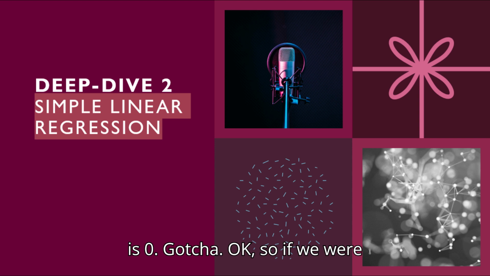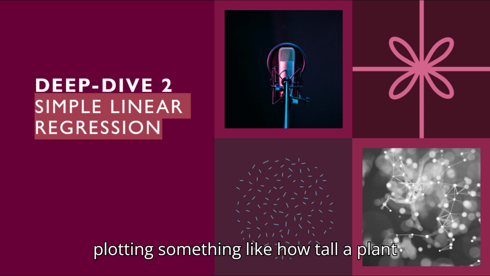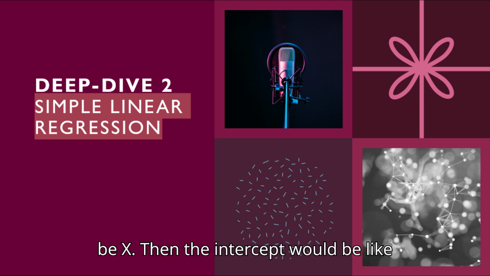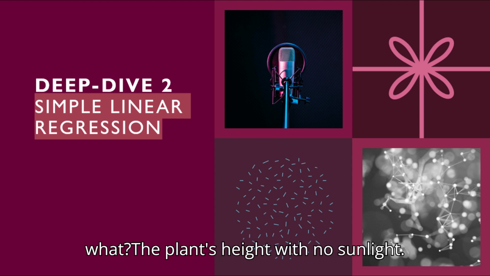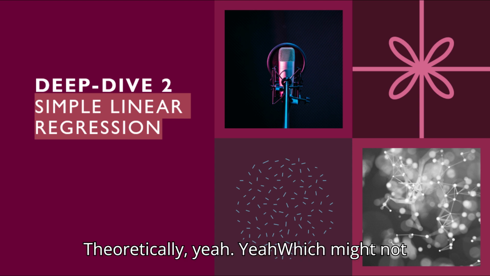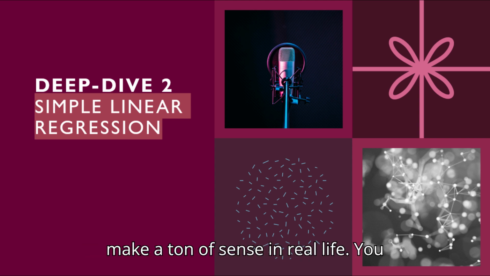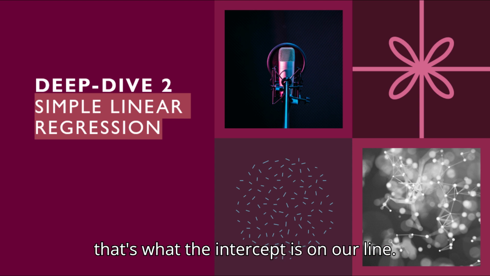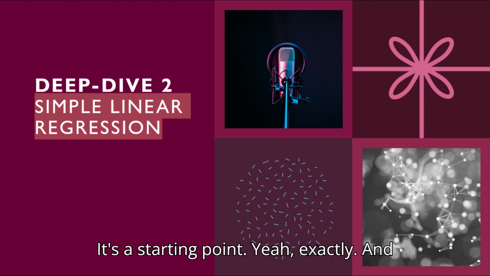Gotcha. Okay. So if we were plotting something like how tall a plant grows, that's our y, against how many hours of sunlight it gets, so that would be x, then the intercept would be like, what? The plant's height with no sunlight. Theoretically, yeah. Which might not make a ton of sense in real life. Like a seed probably needs at least some sun to sprout. But in the math, that's what the intercept is on our line. It's a starting point. Yeah, exactly.